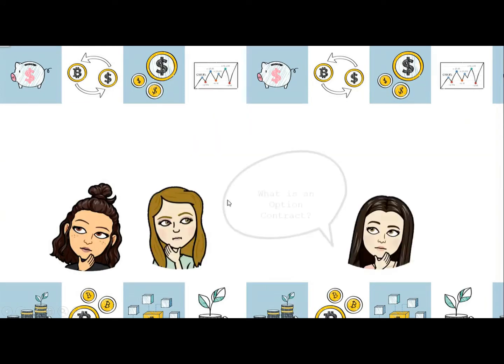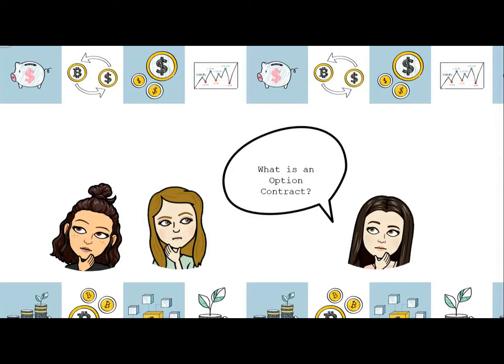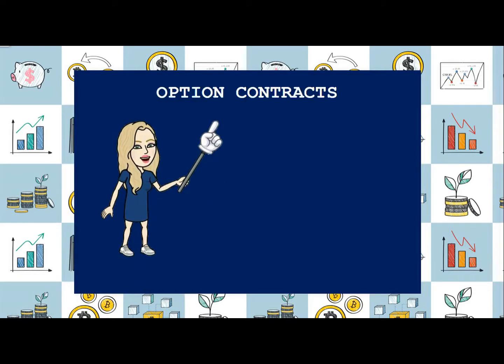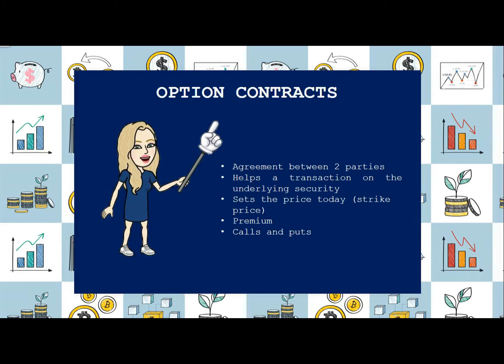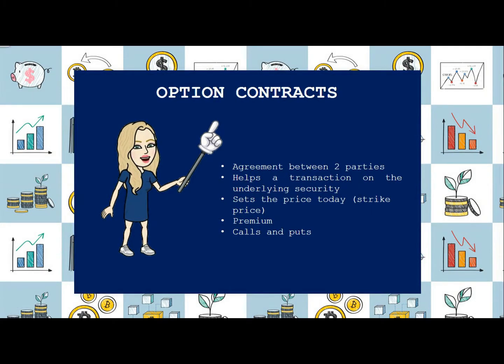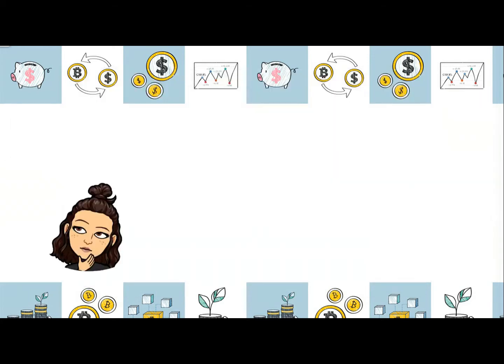Before we start, it is important to remember these concepts. What is an option contract? An option contract is an agreement between two parties that helps a transaction on the underlying security in the future by setting the price today. This is called the strike price. These contracts have two parts, a buyer and a seller. The buyer will need to pay a premium in order to get the rights that the contract grants. There are two types of contracts, calls and puts.